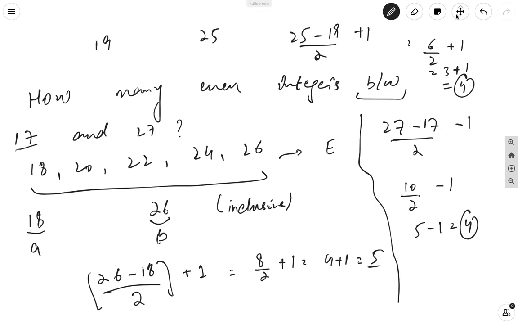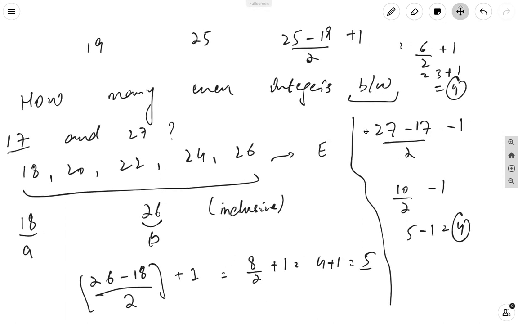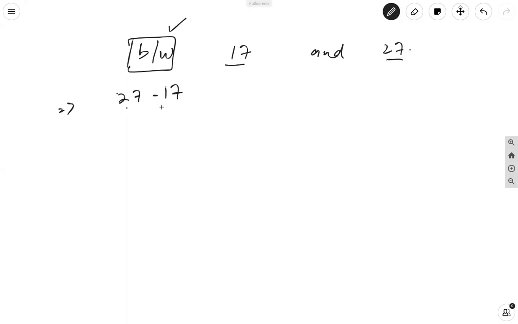Can you explain it again? Listen. If the question asks you to find the odd integers between 17 and 27, you could try this a different way, though the approach is the same. This is about the between case. If we consider both extremes, 27 minus 17 divided by 2, I have to subtract 1, as we discussed earlier for the between case.